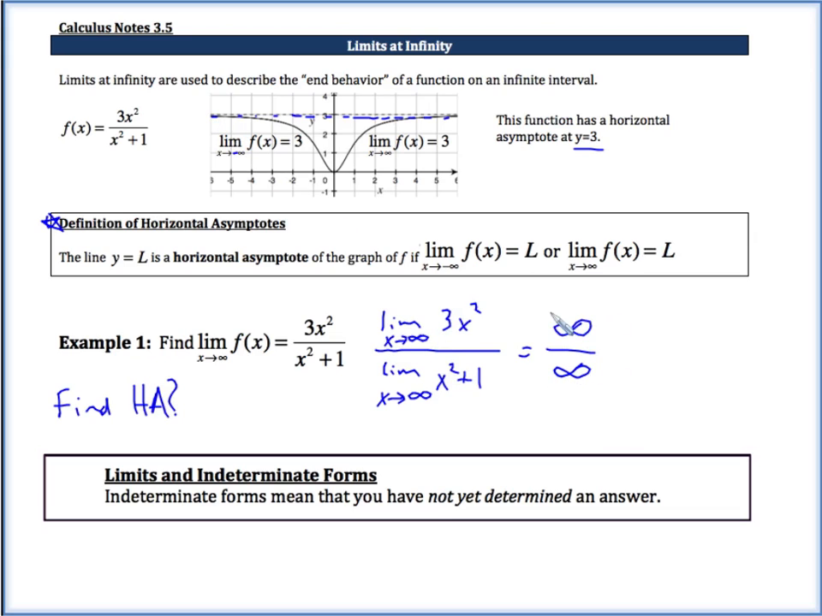Well, this is what we call an indeterminate form. So limits in indeterminate forms. Indeterminate forms mean that you have not yet determined an answer. When you see something like this, it means we didn't quite get the answer yet, but an answer still exists. Some other indeterminate forms you might see are like 0 over 0. Okay, so that means we need some other processes to be able to answer this question.